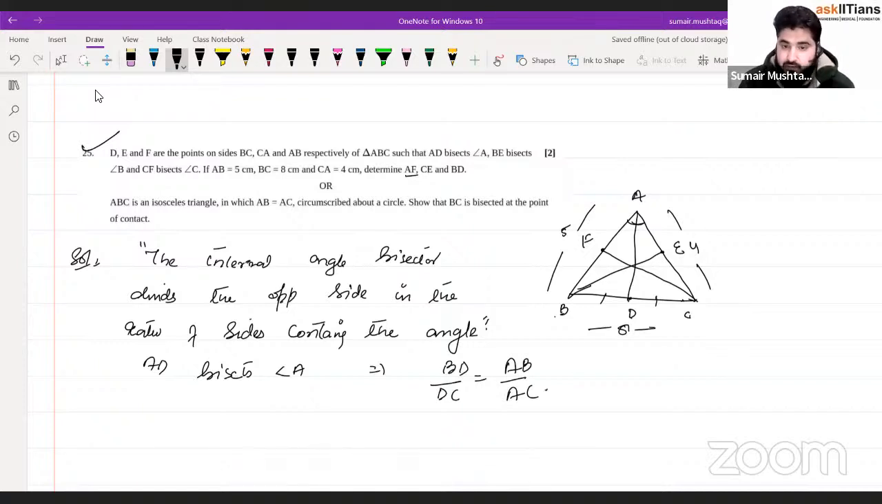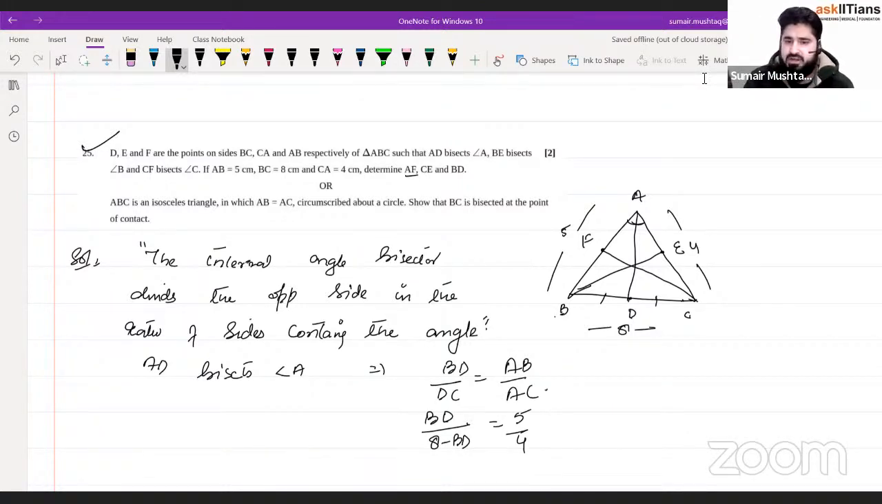Fine. Now, what is BD? You can take BD as it is, and this DC can be written as, since this is 8 centimeter, 8 minus BD. And this AB over AC: how much is AB? That is 5. How much is AC? That is 4, right? Now go for the calculation, simple calculation.